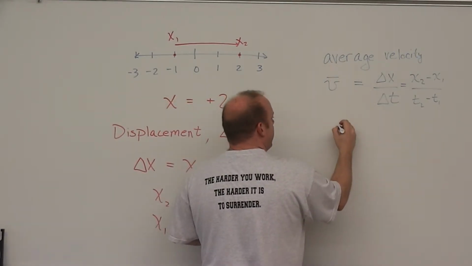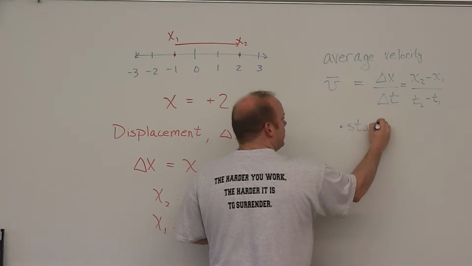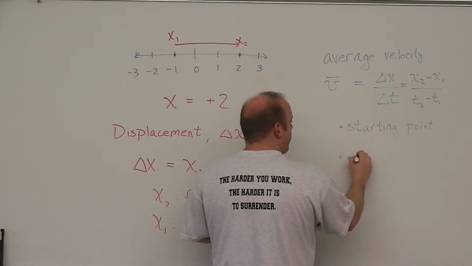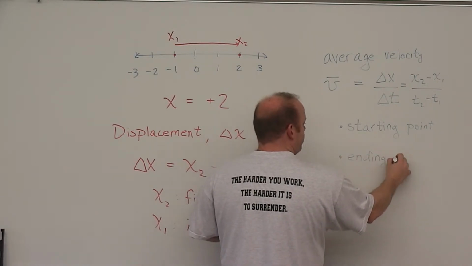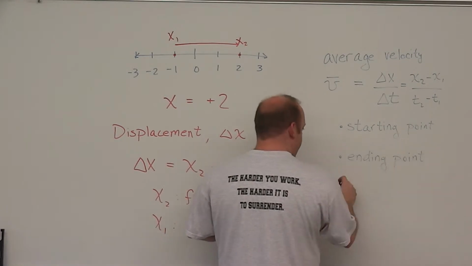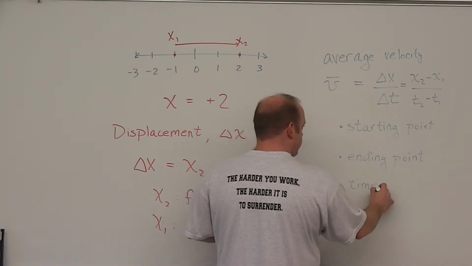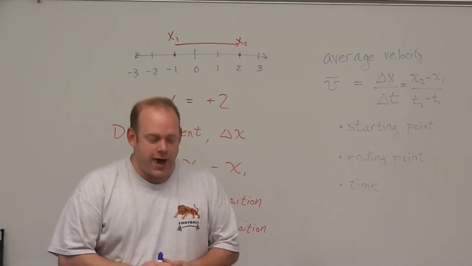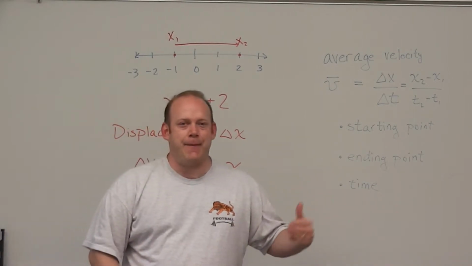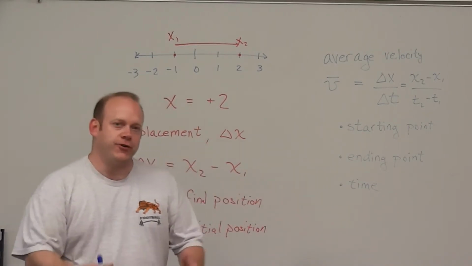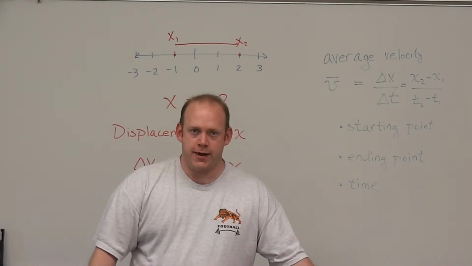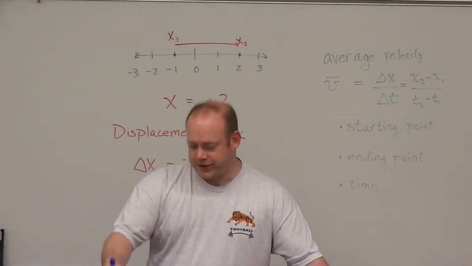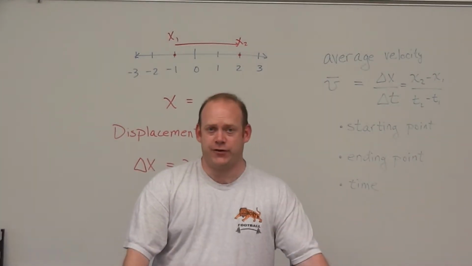All average velocity is concerned about, and I talked about this last year, is the starting point, ending point, and the time. Okay? Starting point, ending point, time it takes you to get there. That's all average velocity is concerned about. It doesn't matter what happened in between the starting point and the ending point. Doesn't matter how you got from A to B or from x1 to x2. All that matters is that you started off at x1 and you end at x2.